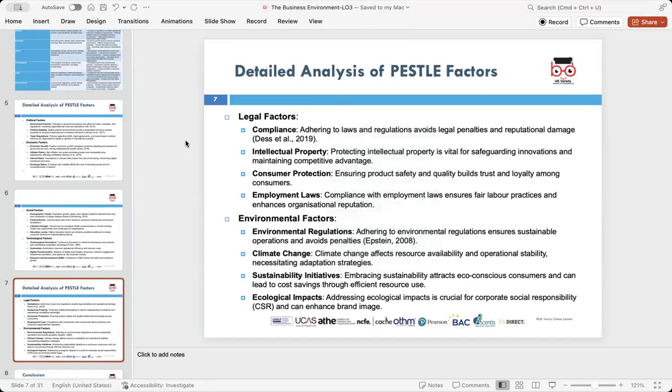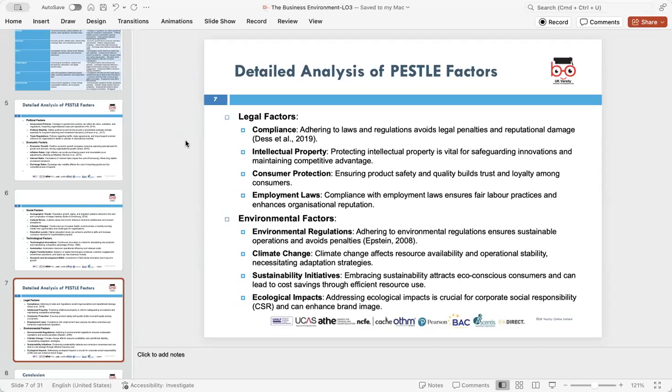Right. Next is legal factors. Compliance, intellectual property, consumer protection, and employment laws. Compliance refers to adhering to laws and regulations relevant to business operations. Ensuring compliance with laws helps organizations avoid legal penalties and reputational damage. For instance, adhering to environmental regulations prevents fines and enhances a company's public image as a responsible entity.